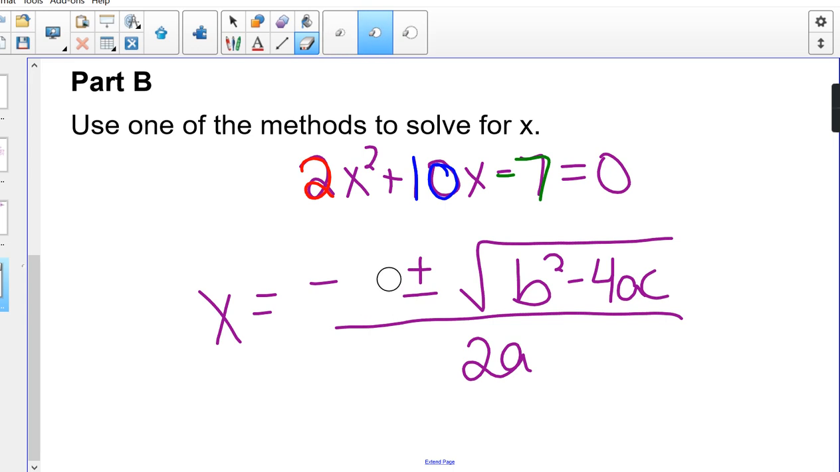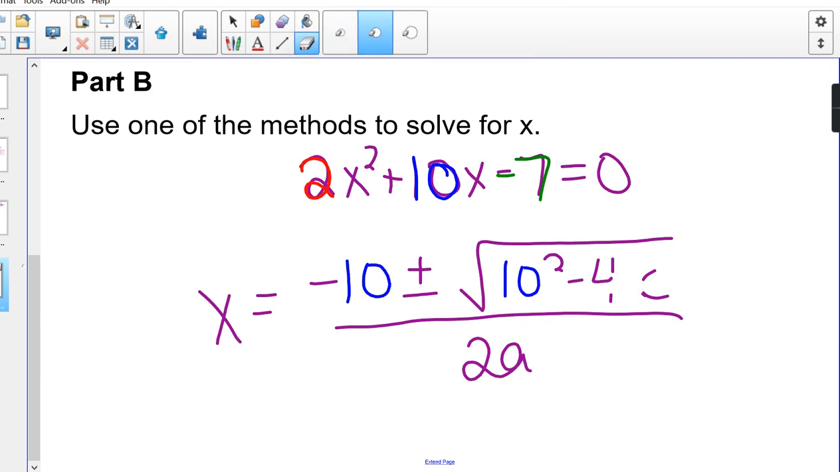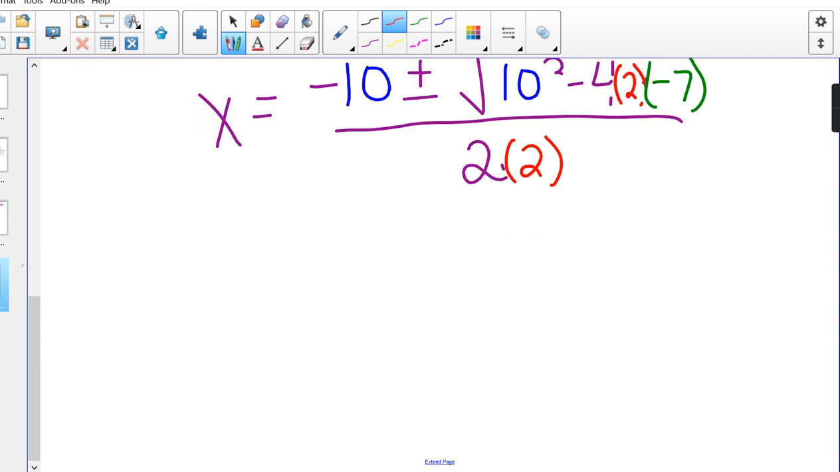So I'm going to replace b with 10, and b again, well, that's 10 again. And then I'm going to replace a with 2, and I'm going to replace c with -7, and I have a on the bottom, so that is the same value for a, 2 again. Okay, now I'll try to simplify this. If you prefer to use a calculator for that whole radical, that's fine.